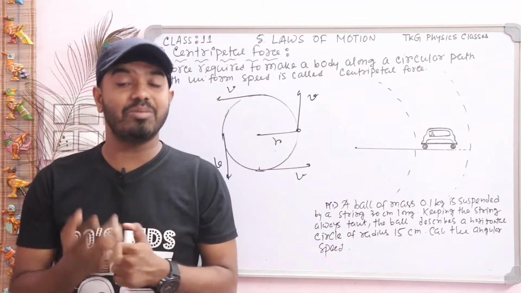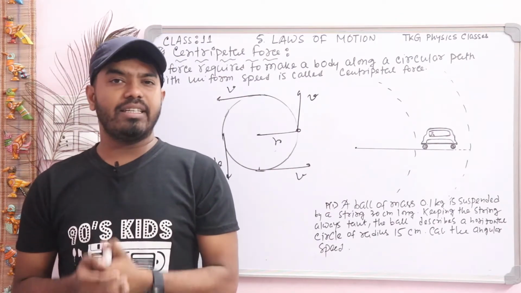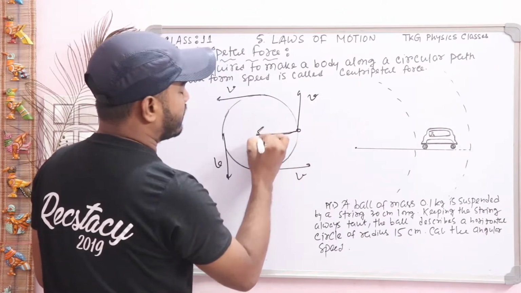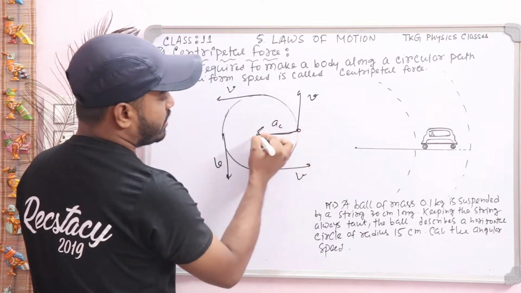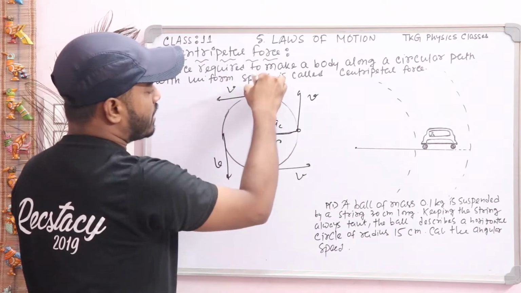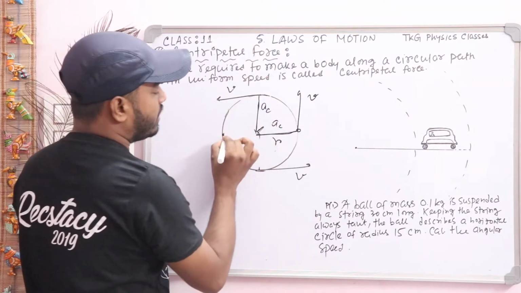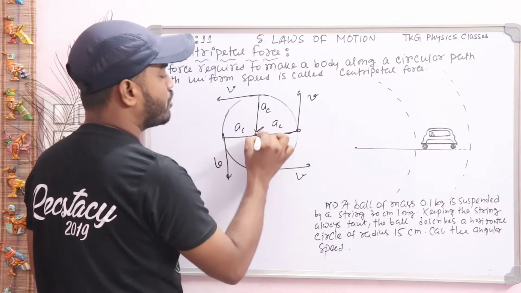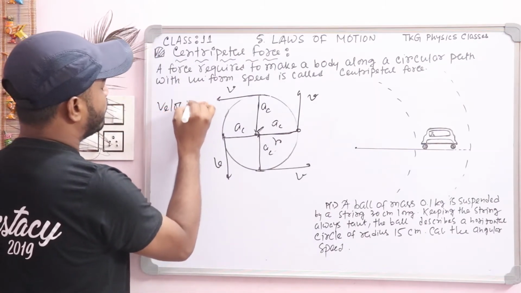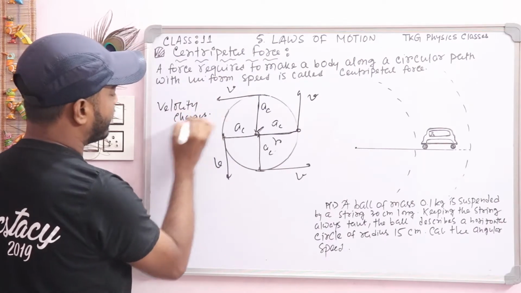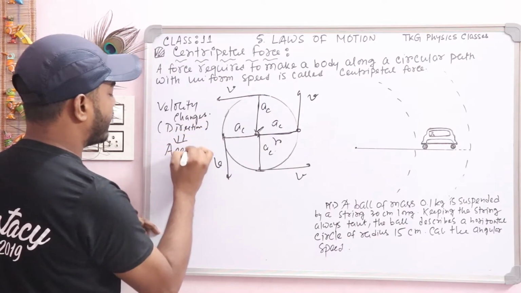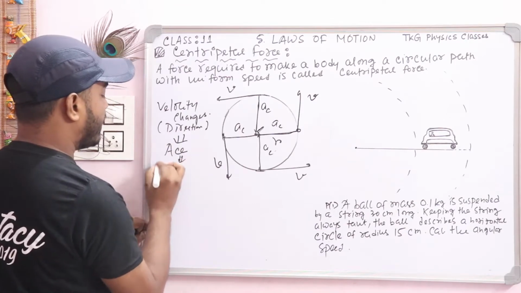Now the question is, what is the direction of this centripetal acceleration? This centripetal acceleration is always directed towards the center along the radius. You see, this is the direction of centripetal acceleration, AC, towards the center along the radius. At this point, at this point, and at this point, it is towards the center along the radius. So first of all, the velocity changes, that means the direction of velocity changes. As a result, there arises an acceleration.